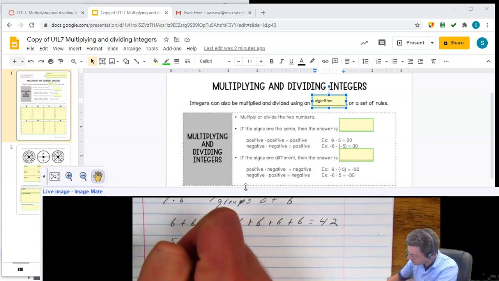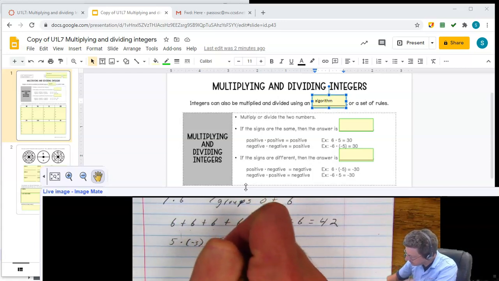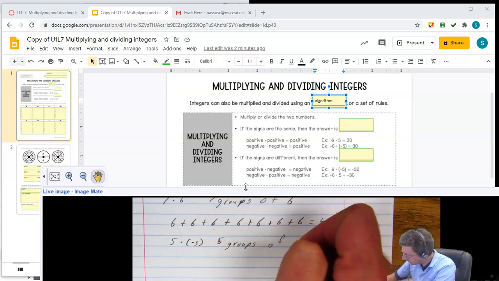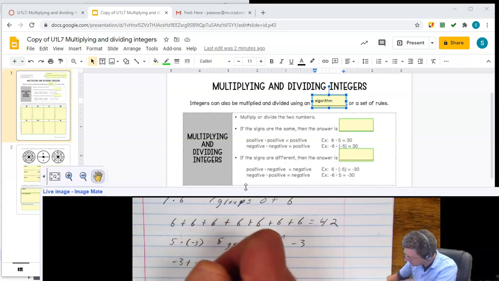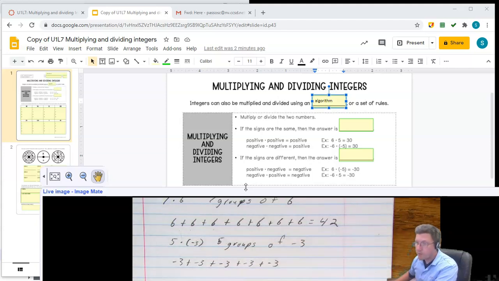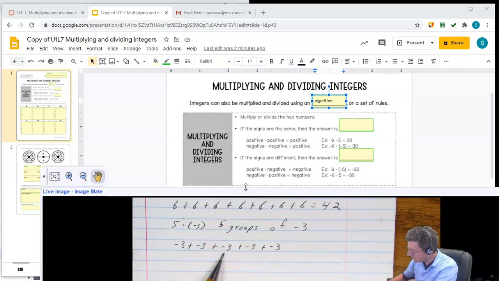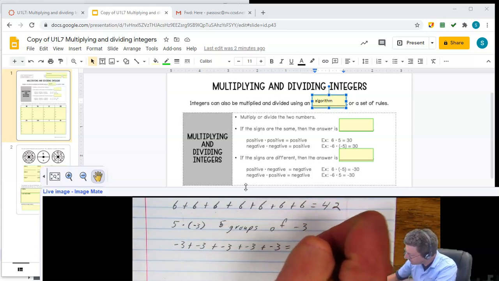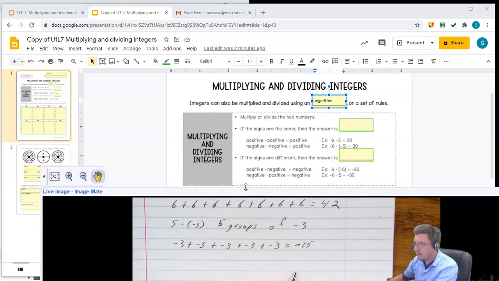5 times negative 3. Well, that is 5 groups of negative 3. So it's going to be negative 3 plus negative 3 plus negative 3 plus negative 3 plus negative 3. And if we add those up using our integer rules, that's negative 3, negative 6, negative 9, negative 12, negative 15. So we get negative 15. So a positive times a negative is a negative.